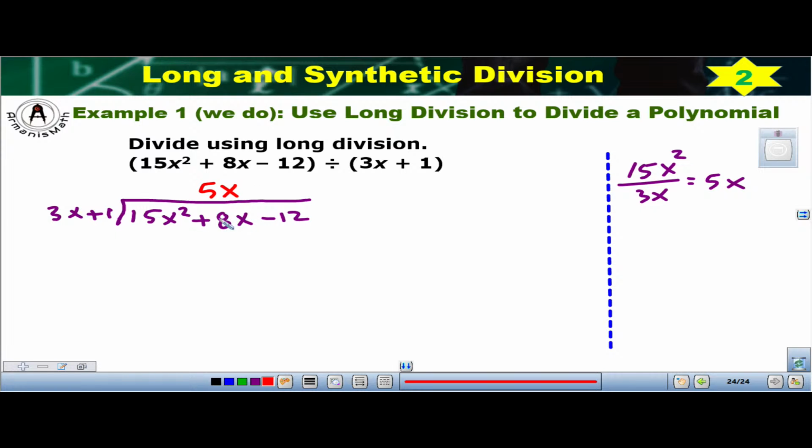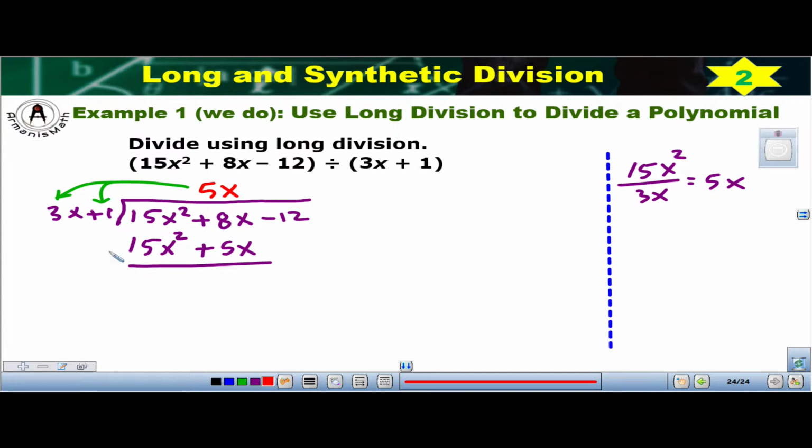On top, this is just cosmetics. You could put the 5x here. Some people like to put it exactly with the x's, but the other stuff has to be exactly lined up. You can't play with that. So I'm going to take the 5x and multiply that back by my divisor, and that should give me 15x squared plus 5x.